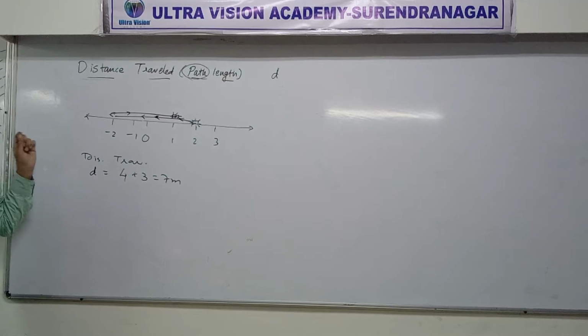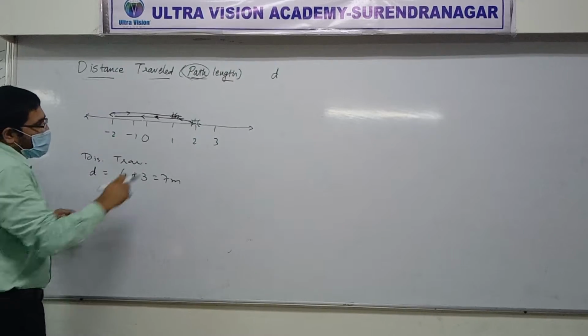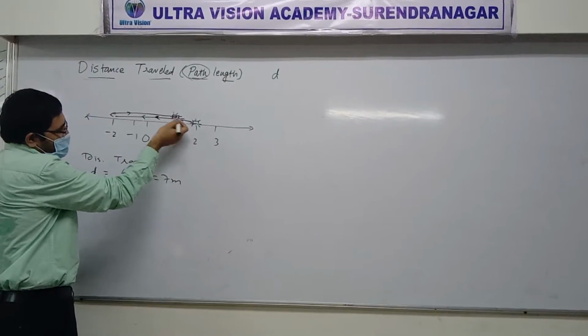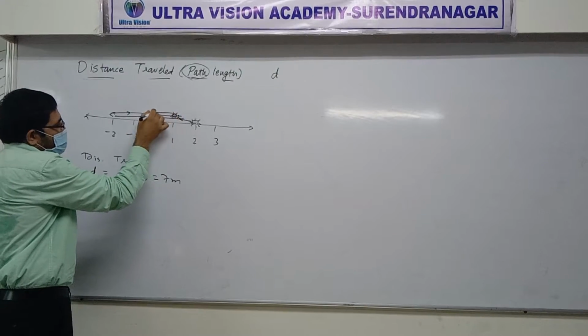Okay. So distance traveled is 7. Let's go to another one. Suppose the ant doesn't stop there and then it starts moving till here.